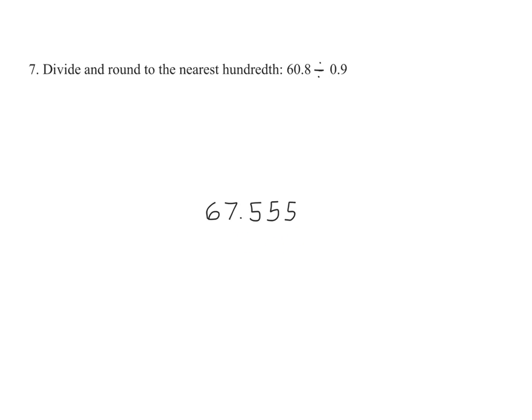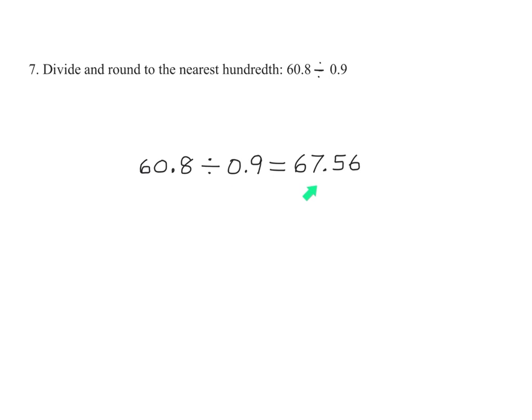And so we have our quotient, 67.555. But we want to know what this quotient is to the nearest hundredth. In the hundredths place, we have a 5. And the space afterwards, the value is 5, which means we add 1 to the hundredths place, which gives us 67.56. Therefore, 60.8 divided by 0.9 is equal to 67.56 when rounded to the nearest hundredth.